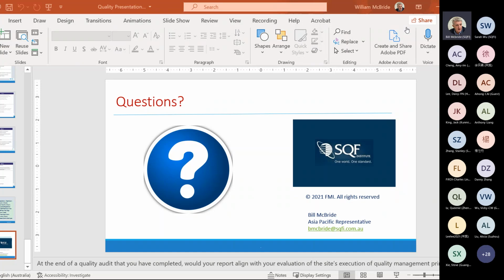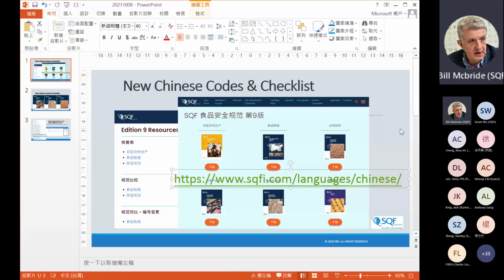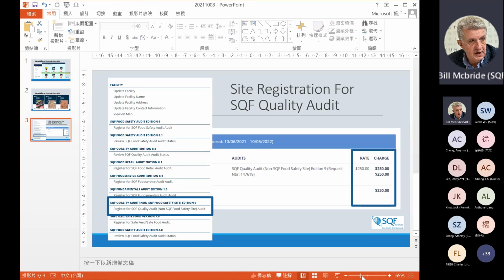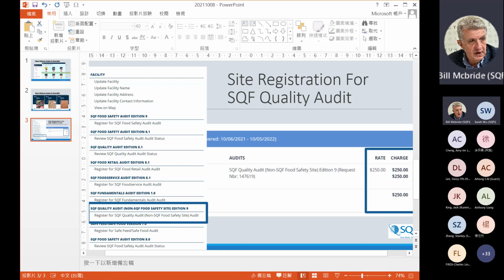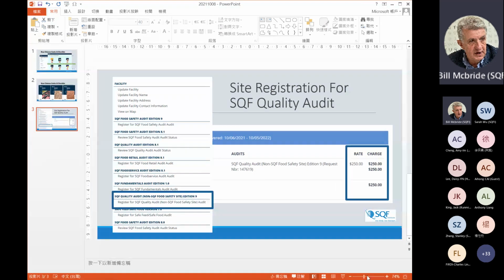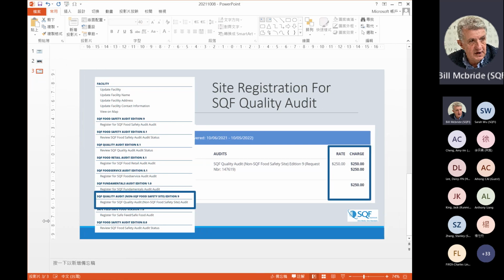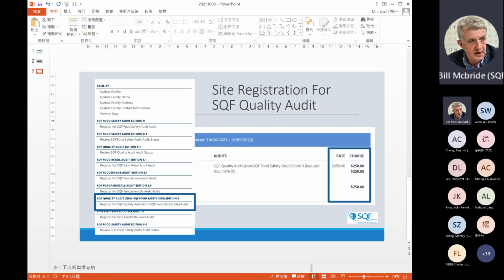While Sarah's putting that up, I will just say this. If a site is already registered to the food safety code, then there is no additional registration fee for quality. They are already registered based on their size and their revenue for the food safety code, so there is no additional fee for the quality code. The quality code site registration only applies to sites that are certified to another food safety management system and want to be certified to the quality code. So it's a standalone quality registration.